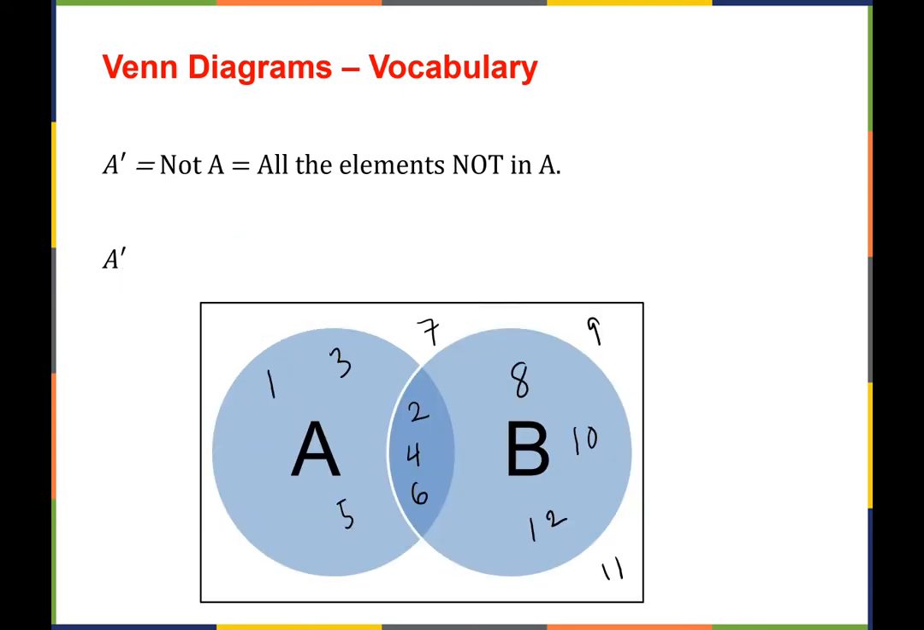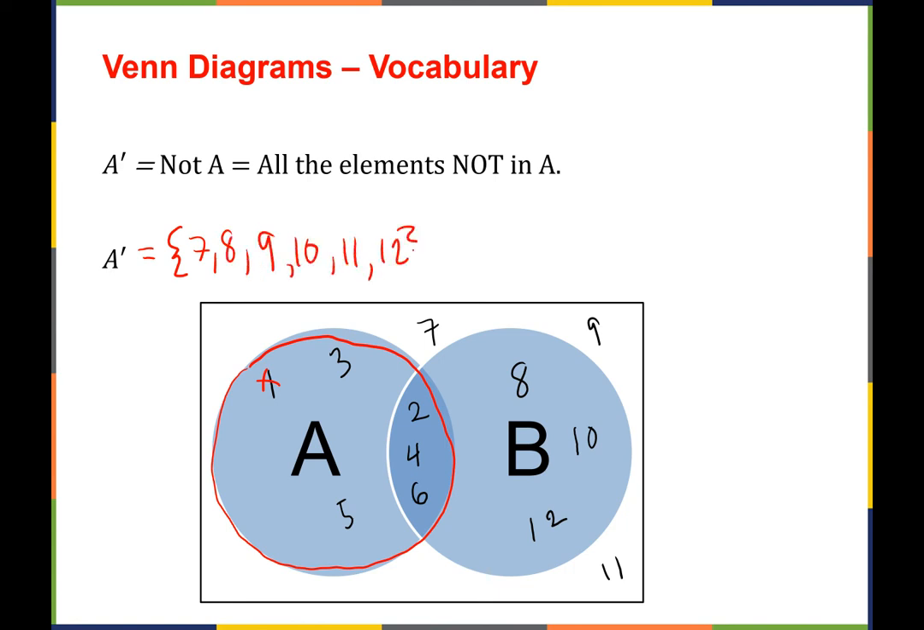All right, so if we look at our example, and again, let's just cross out this one because I really drug that along. Our example, not A, would be all the elements not in A. So if you think about A, and I'm going to draw a little circle around it again. Here's A. What's not in A? Well, 7, 8, 9, 10, 11, and 12 are all not in A. Numbers greater than 6, right? If we think about it in words.